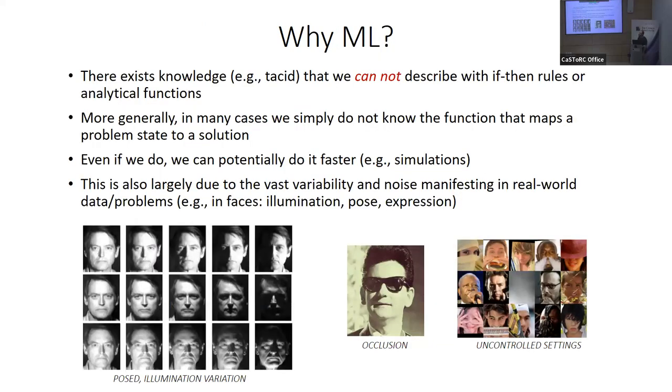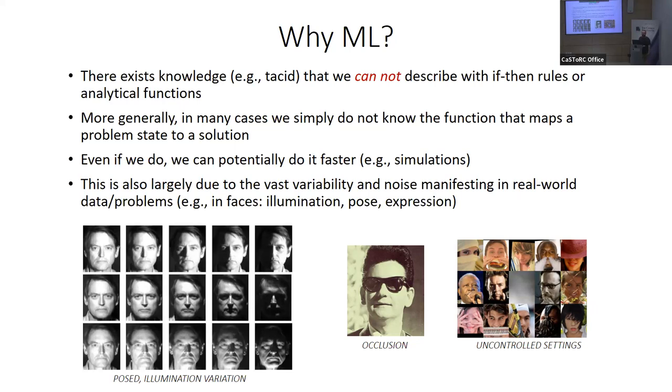Okay. So why do we need machine learning? There is a question that can be answered in many ways, but one of the main reasons is that we have knowledge in the world that we cannot encode via a function. So we don't know what the analytical function is that describes a phenomenon, and we cannot capture that. Or if we do, we might need to do it faster.